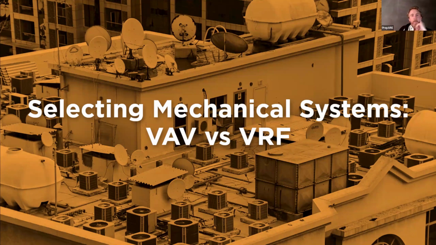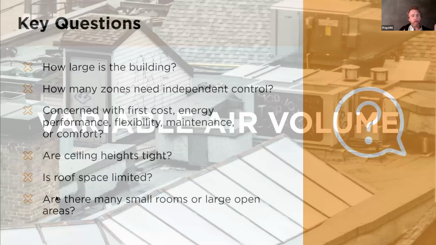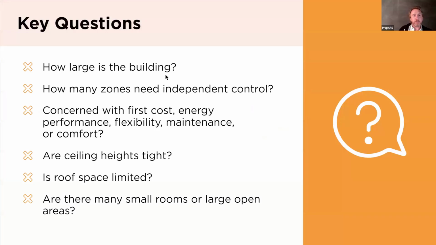Sorry. All right, key questions. We went through these key questions. How large is the building? How many zones? Are we concerned with cost, energy performance, flexibility, maintenance? Ceiling heights are absolutely critical. Definitely remember that for ARE. Is there roof space or is it a fancy roof? And then, what's the breakup of small and large spaces?